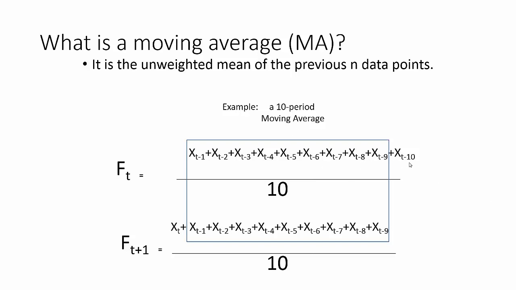What you should notice here is that the window of the forecast for f sub t incorporates everything from period t minus 1 all the way back to t minus 10. But once we move into the next period forecast, f sub t plus 1, we drop off the value x sub t minus 10, and we add on the more recent value of x sub t. And so the window is constantly moving forward as we're calculating that mean.